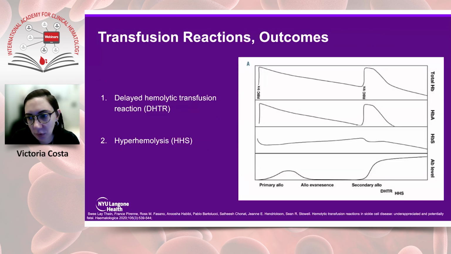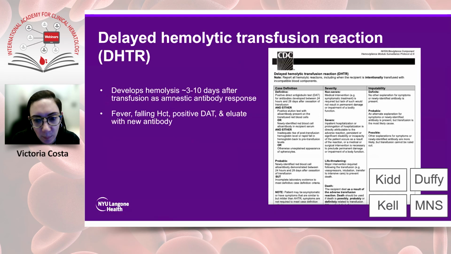Two of the main transfusion reactions and outcomes that I wanted to highlight that are most significant, especially in this population, are delayed hemolytic transfusion reaction, DHTR, and hyperhemolysis, HHS, and they're often discussed together and sometimes are occurring concurrently or need to be distinguished from one another. So delayed hemolytic transfusion reaction is one of the delayed transfusion reactions with the development of hemolysis within 10 days after transfusion that occurs as an anamnestic antibody response.